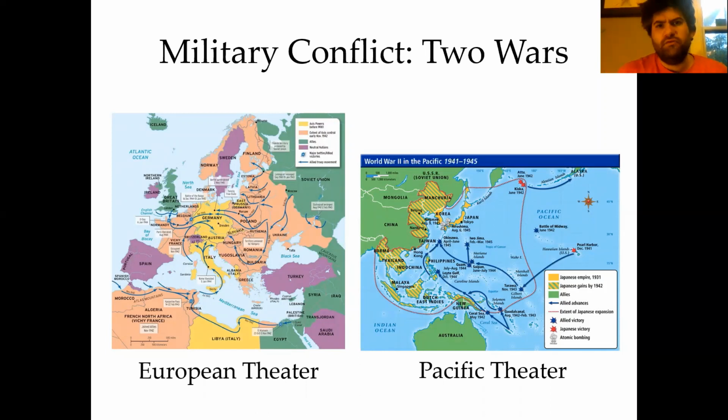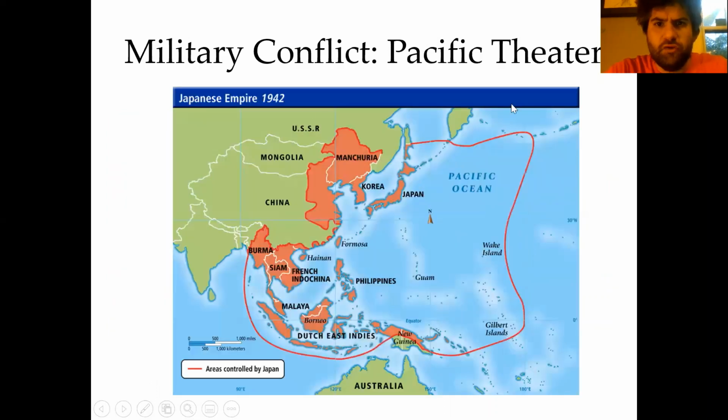When people talk about World War II, they often talk about two major theaters of World War II. They talk about the European theater and Pacific theater, and Americans were fighting in both places, though most Americans were fighting in the Pacific theater, fighting against the Japanese, and that's where I'll start.